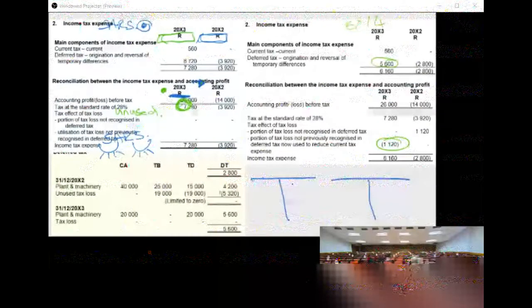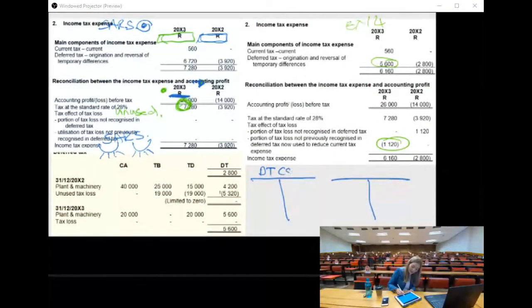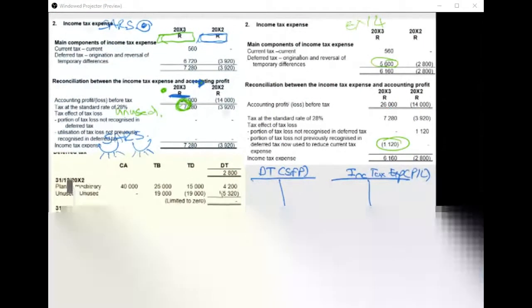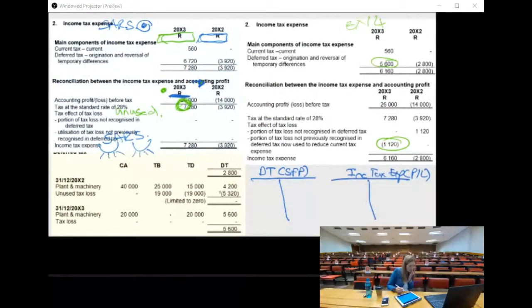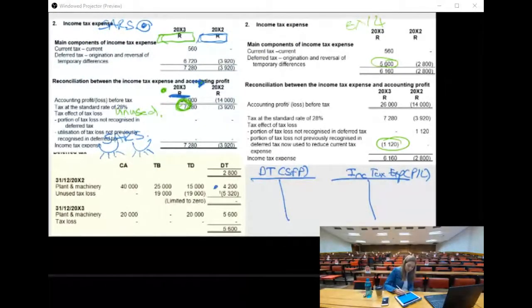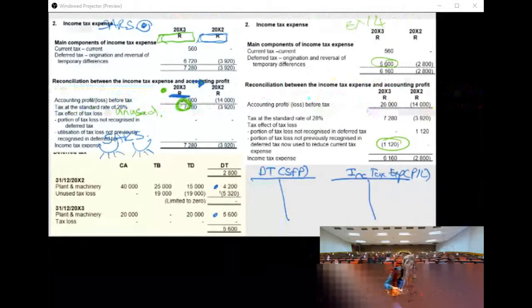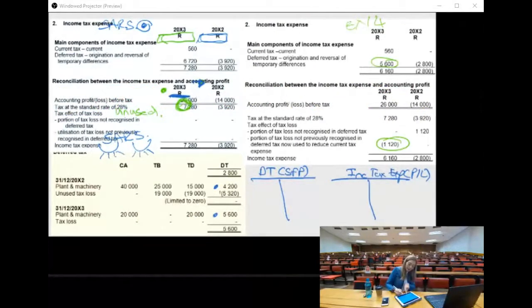Okay, so what we are saying, so this is our deferred tax SFP account, and this is my income tax expense account in the P&L. Okay, so we have the movement, 1,400 credit to the deferred tax GL. Are you talking about the movement from the 4,200 to the 5,600? Is that what you're talking about, Mr. van Buren? Yes, cool.